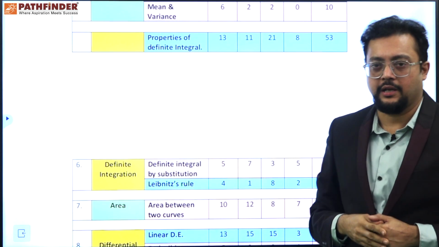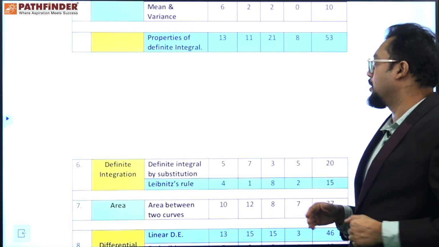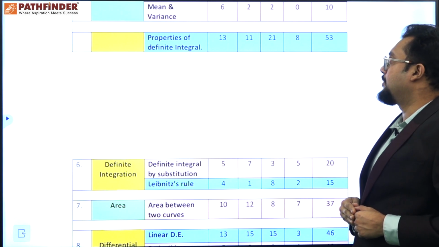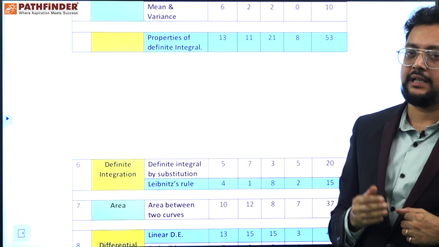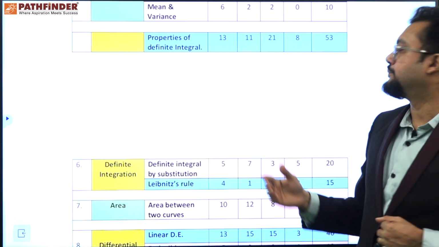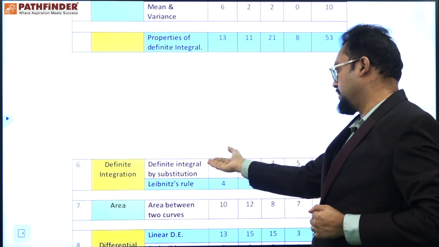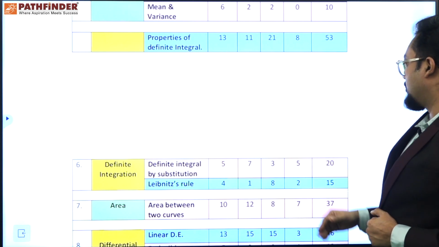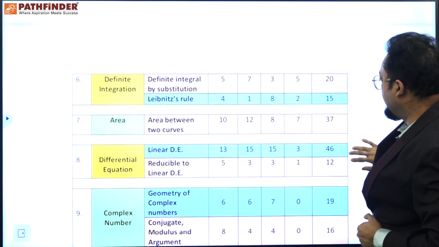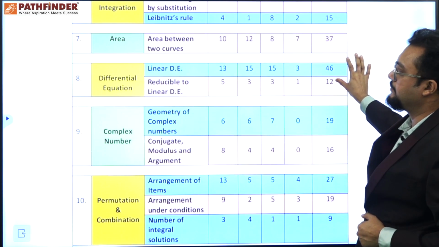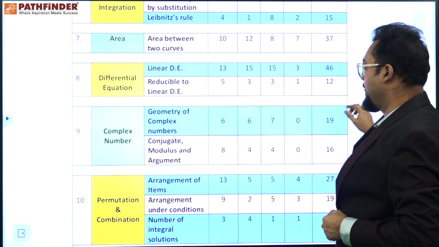Another important chapter is definite integration, definitely very important. Properties of definite integral form one of the major portions here. 53 questions have come through, and next is definite integral by substitution, that is nothing but indefinite integration converted to definite integration just by using substitution. 20 questions are there, and Newton-Leibniz rule 15 questions. Area, simple problems generally come from area portion which are between 2 curves.